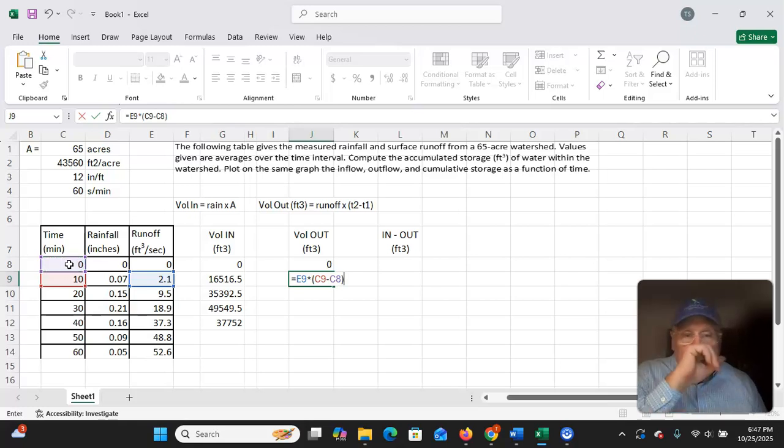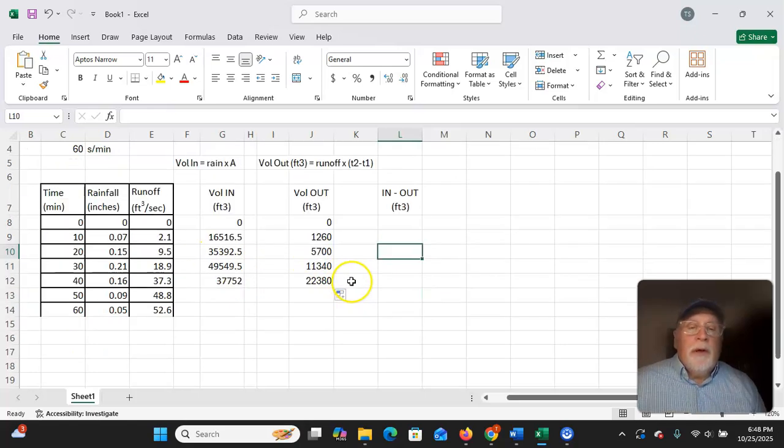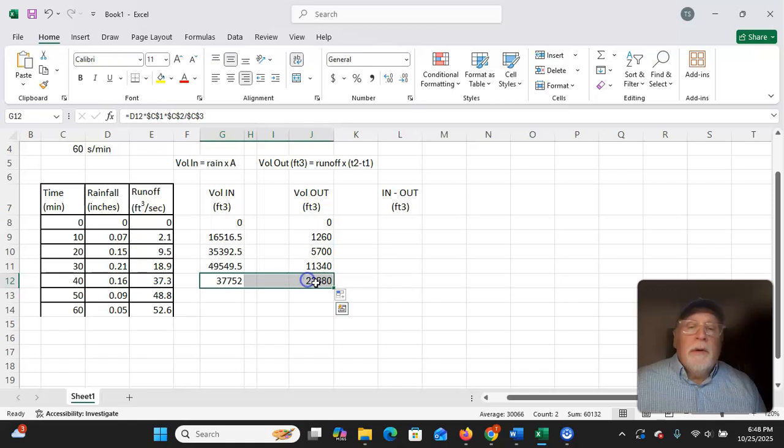And that's in minutes. I have cubic feet per second, so I have to take it times 60. So that should be 1260. So I take that down there. All right, so this is the volume coming in. This is the volume going out. I'll do these. You can see if yours matches this. We'll do the whole thing.